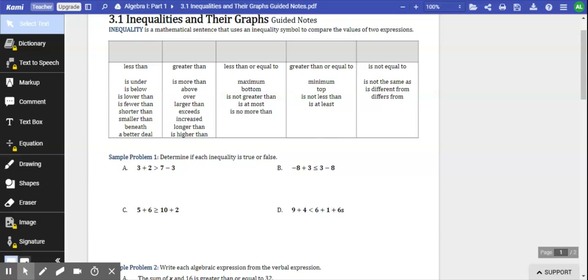Today we're talking about inequalities and their graphs. This is the start of our third unit. We're going to talk about inequalities for the entirety of this unit. You will have a quiz on Friday on this stuff and what we cover on Wednesday.